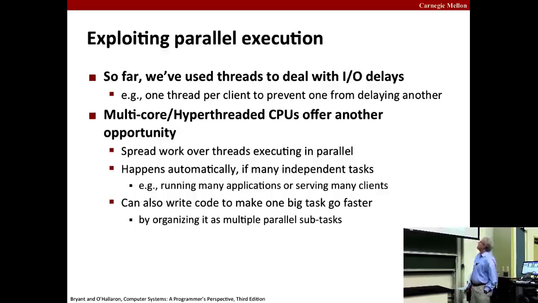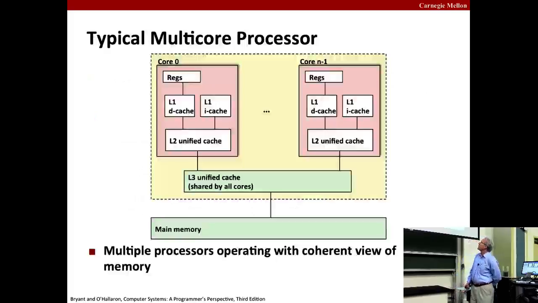So there are actually 2 sources of concurrency on a modern processor. Multiple cores, which means you have multiple CPUs on a single chip. But there's also something called hyper-threading, which is, in my experience, less useful. But let me go through this.